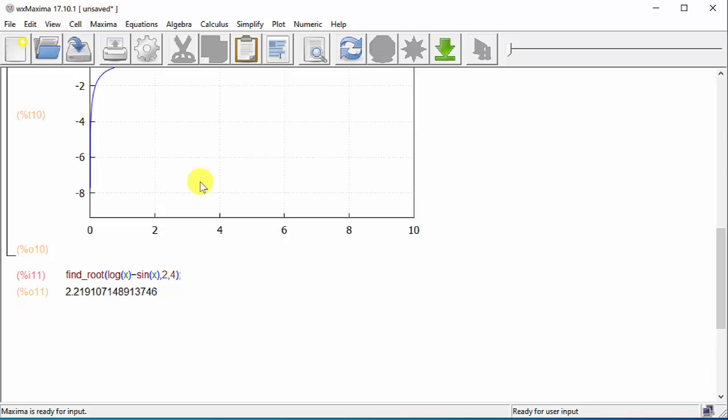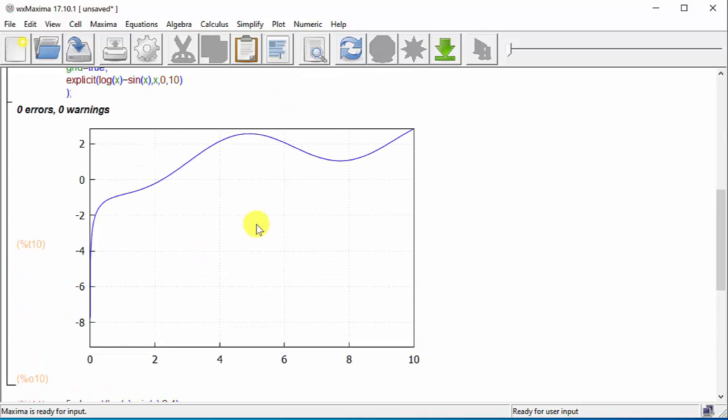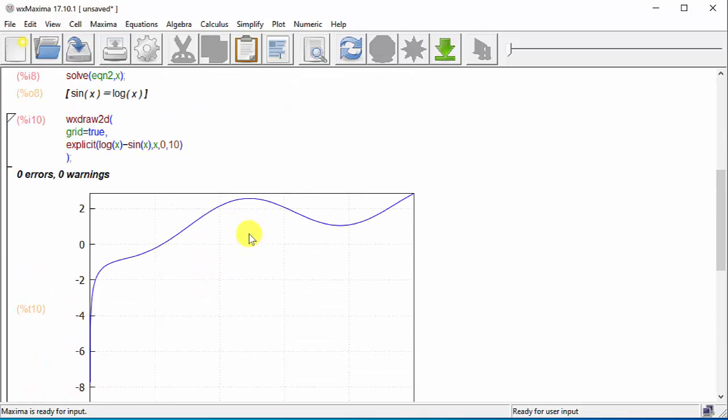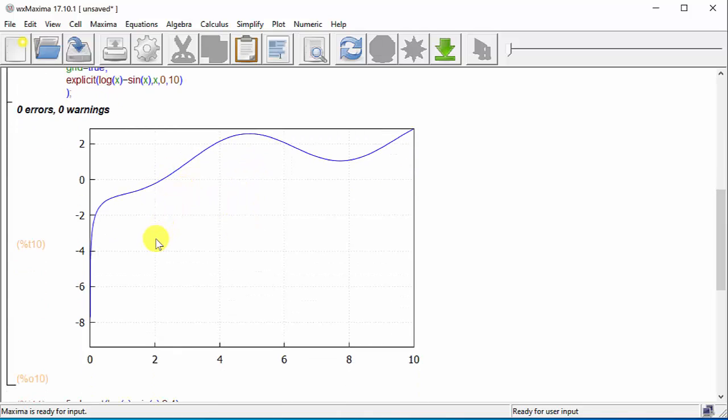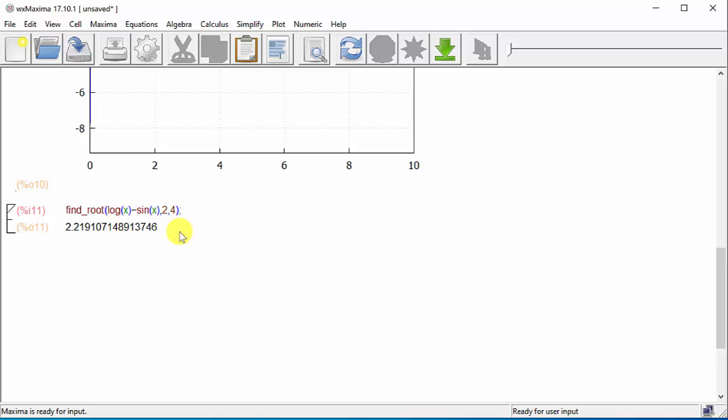You want to give it a place to start. We have no idea where the solution is, and that's why we graph it, so we can figure out it's between 2 and 4, as it's showing. And so that's the interval we tell it to look in and start solving from there.